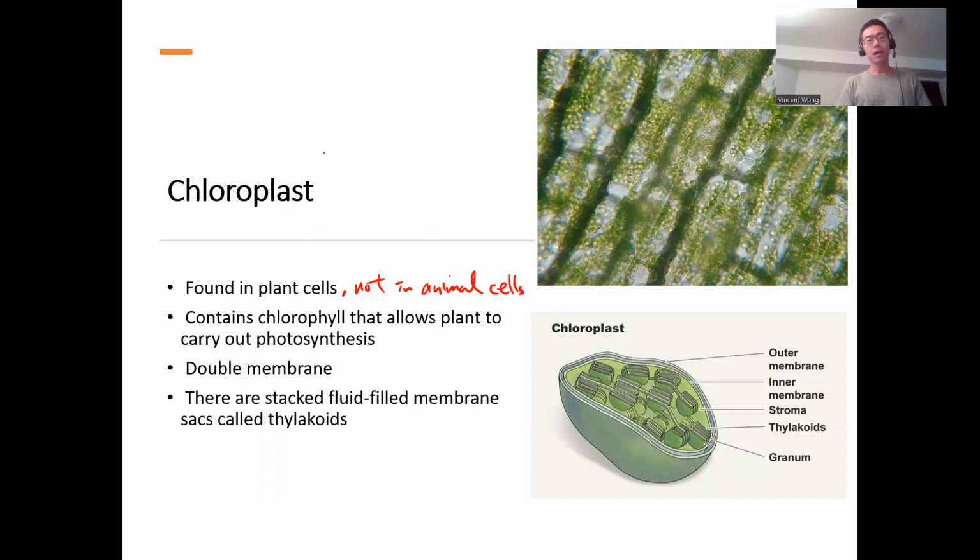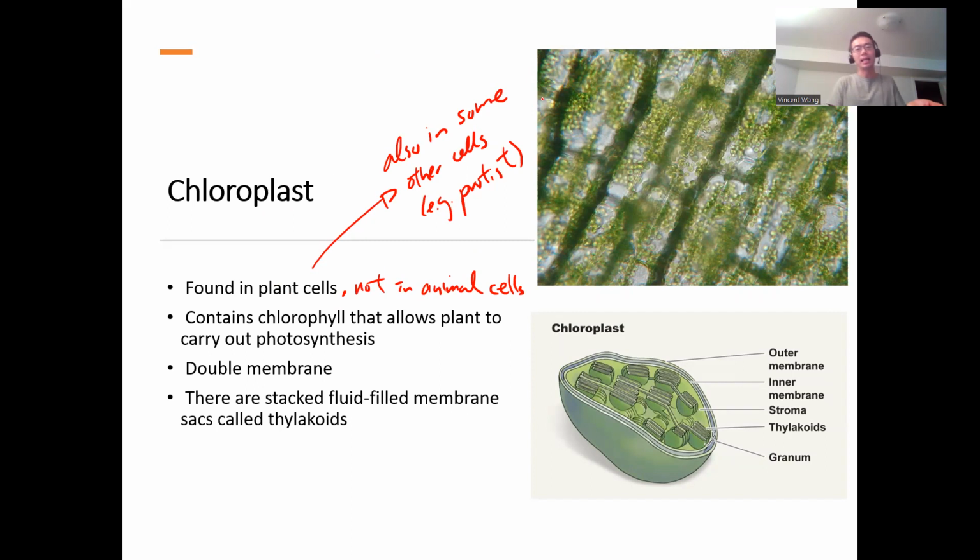Okay. It's found in plant cells, not in animal cells, but also in some other cells called protists. You don't really have to know the name, but what you do have to know is that there are more different organisms out there besides animals and plants. Okay, there are other categories.